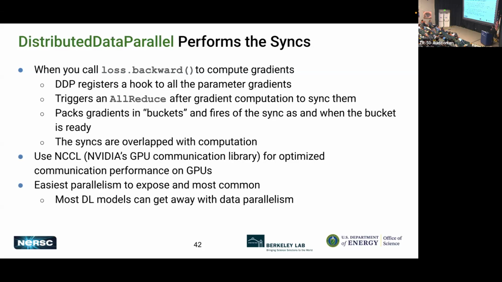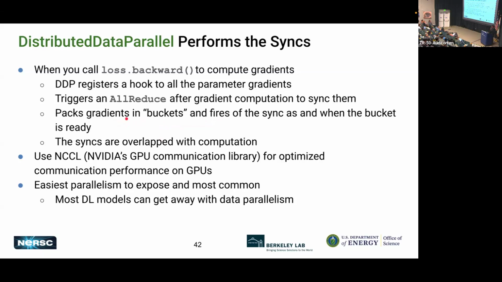How does it work underneath the hood? DDP takes care of everything for you. So when you call loss.backward to compute gradients, what DDP will do is register an autograd hook to all your parameter gradients. As soon as your gradient computation is done, automatically underneath the hood, DDP will trigger this all-reduce to sync your gradients. And all these things are overlapped with computation.